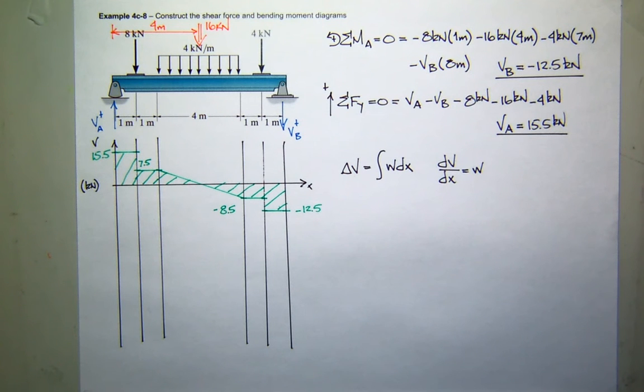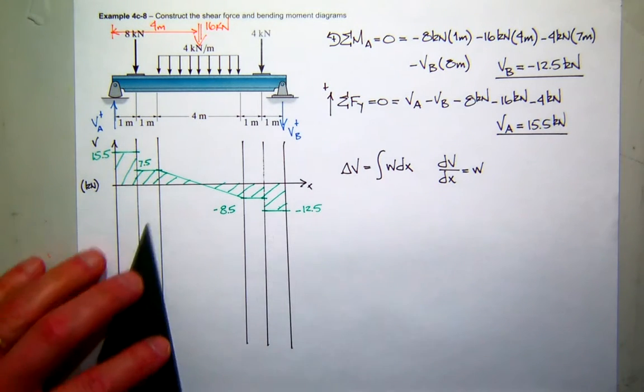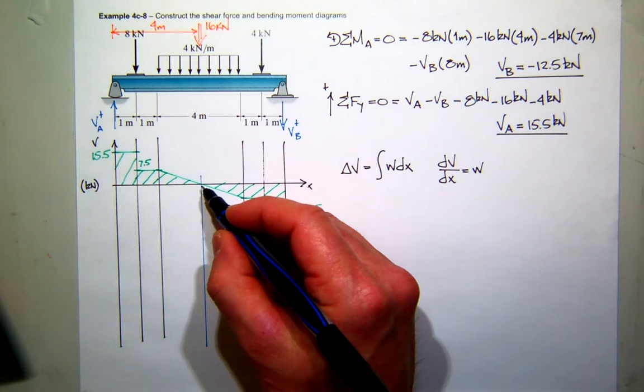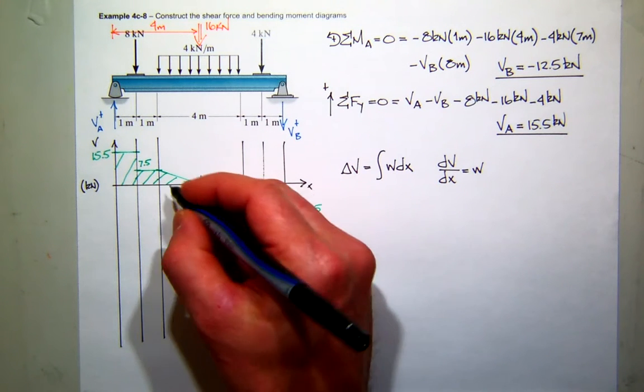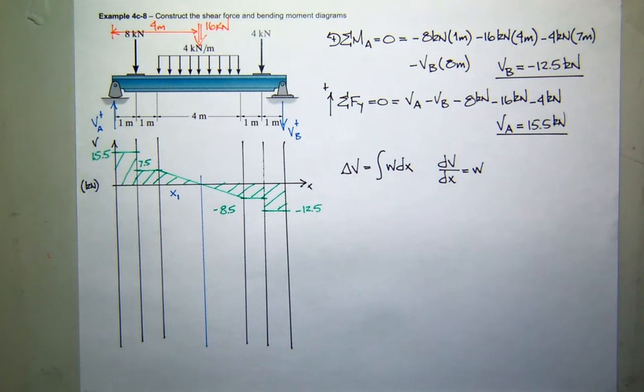Now something happened here that we haven't taken account of yet. What happened? The shear went from positive to negative. So there's a point here where the shear is 0. What happens when the shear is 0? Moment's going to be max. So that's going to be an important point. So let's see if we can find that. I'll call it x1. How do I find that value for x1?